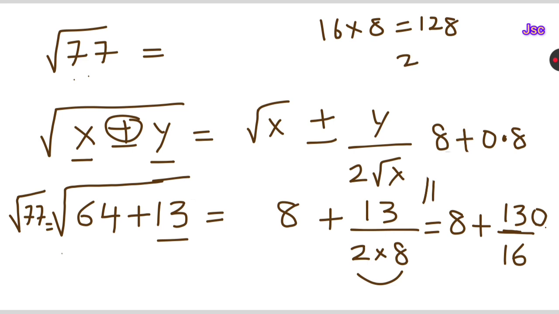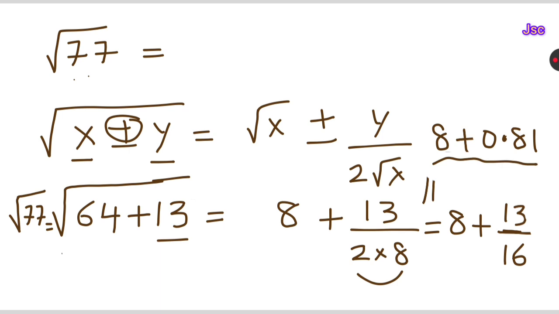So now because of the decimal point we can add one 0. So 16 times 1 is 16. Then the remainder is 4. After the decimal point we are getting 2 digits. So let's stop here. So 13 divided by 16, the value is 0.81. After adding these two numbers we will get 8.81. So square root of 77, the value is 8.81.